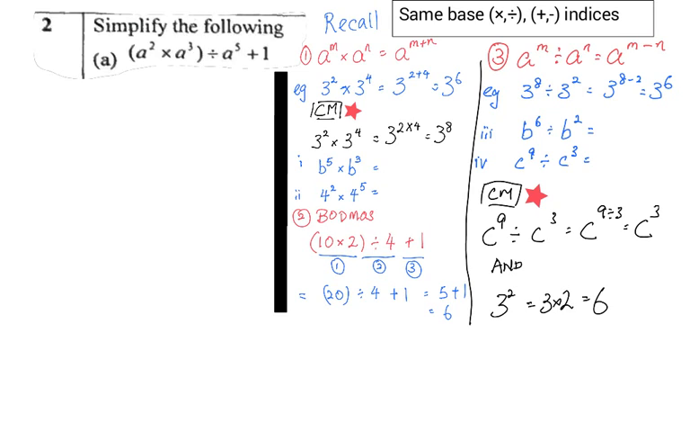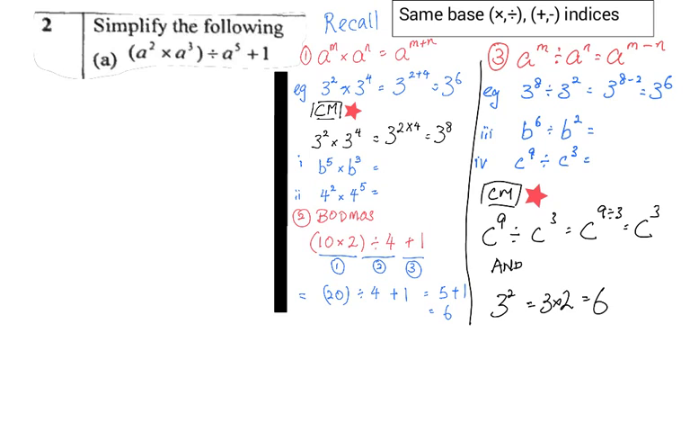Now common mistake is when I have 3 squared times 3 to the power of 4. Because I see the times here, I will think, oh, I will now times the 2 powers together and I have 3 to the power of 8. So don't make this mistake. Now try 3, one part 1 and one part 2.